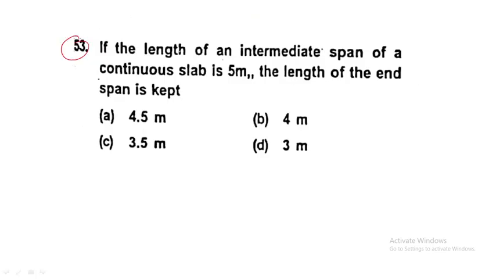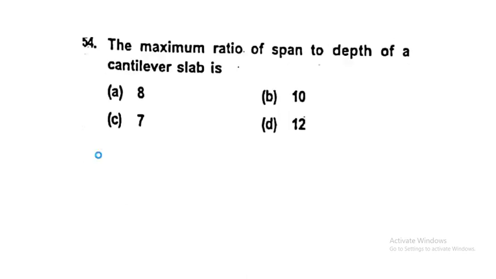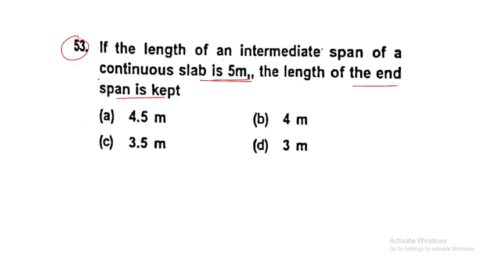Next question, if the length of the intermediate span of a continuous slab is 5 meter, the length of the end span is kept what? The length of the intermediate span of the slab is 5 meter, so the length of the end span is kept at 4.5 meter. So 4.5 meter is the answer for the given question.